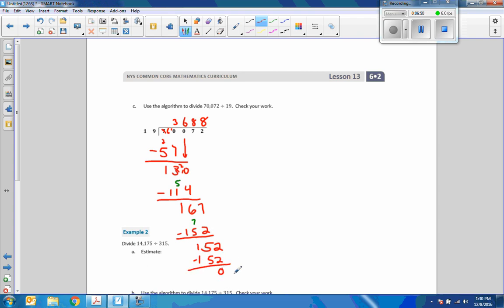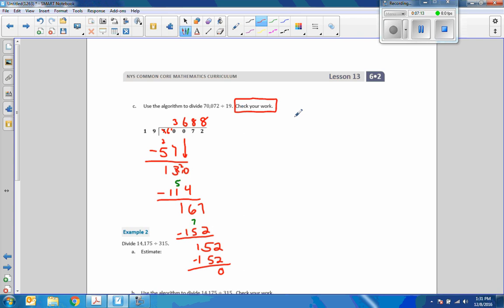Subtract. So my answer is 3,688. Now it says here, check your work. Okay, there are still students in here who do not follow directions. You will lose points. If I put this on a quiz and you answer this question, that's correct. Don't check it, you lose a point.